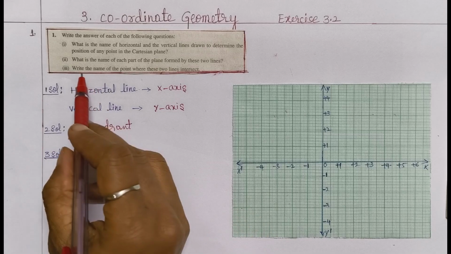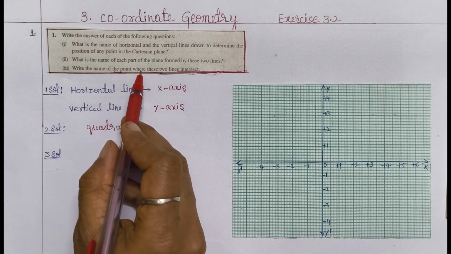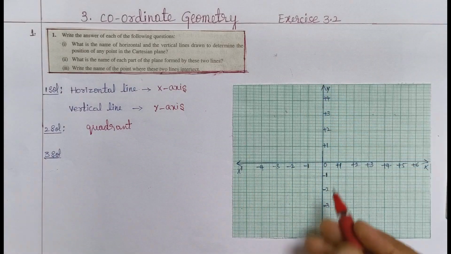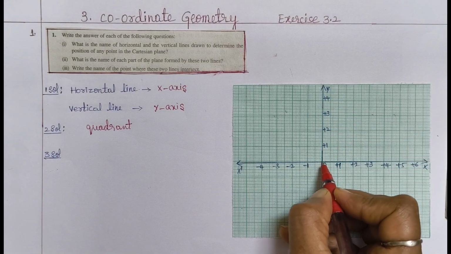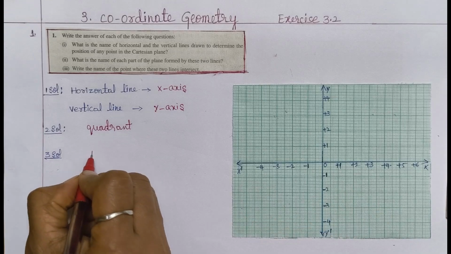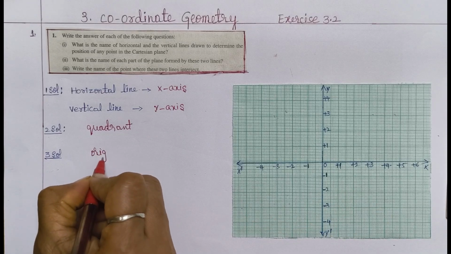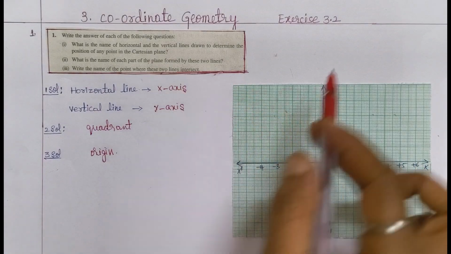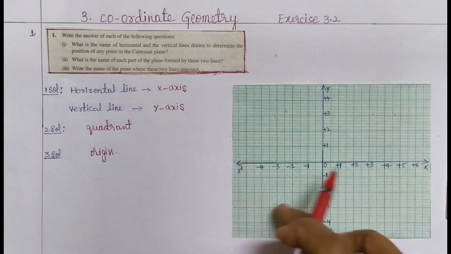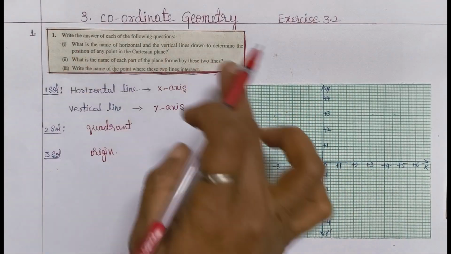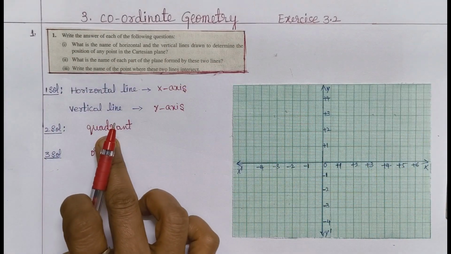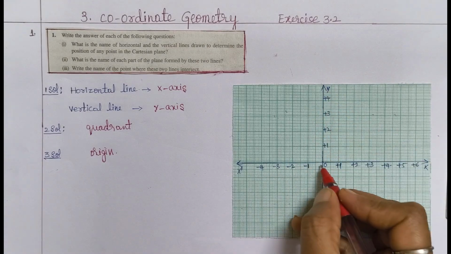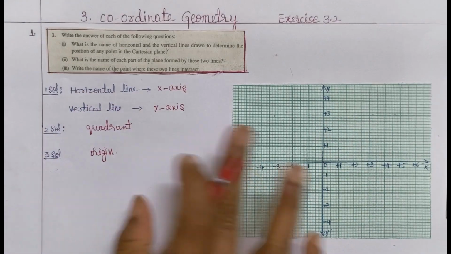Second answer is finished. Next, write the name of the point where these two lines intersect. This intersecting point is called the origin. This much only is the answer. First answer, the horizontal line is the x-axis and the vertical line is the y-axis. Second answer, these four parts are called quadrants. Next, the point where the lines meet is called, third answer, the origin.